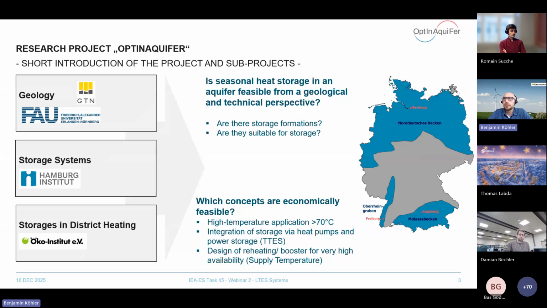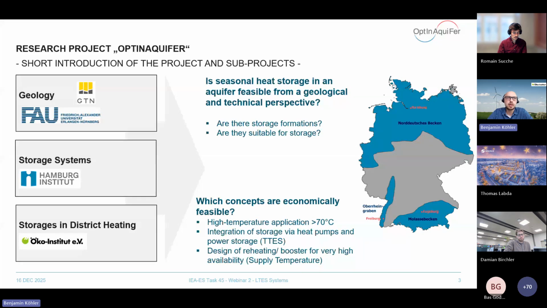In our project, we focused on the 3 geothermal regions in Germany, so the northern German basin, the South German Molasse basin, and the Upper Rhine Valley in the southwest of Germany. And the project was organized and led by the Hamburg Institute. They also focused on the design and development of storage systems. Our project partners were furthermore the Friedrich-Alexander University of Erlangen-Nuremberg, focusing on the geology and supported by GTN, a drilling company from northern Germany.